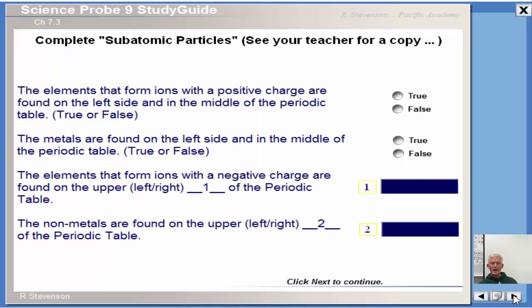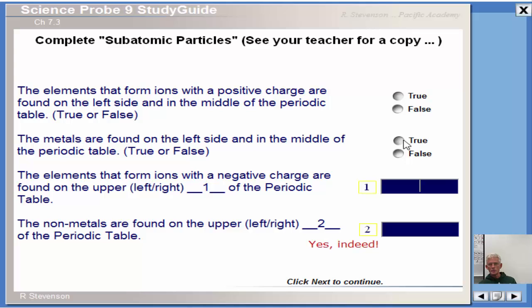The elements that form ions with a positive charge are found on the left side and in the middle of the periodic table. Part of 7.3 is assuming you've already done this back in 7.2. So that happens to be true. Metals are found on the left side and in the middle of the periodic table. So just in case you missed the point of these two questions, elements that tend to form ions with a positive charge happen to be metals. Metals are on the left side and transition metals in the middle.